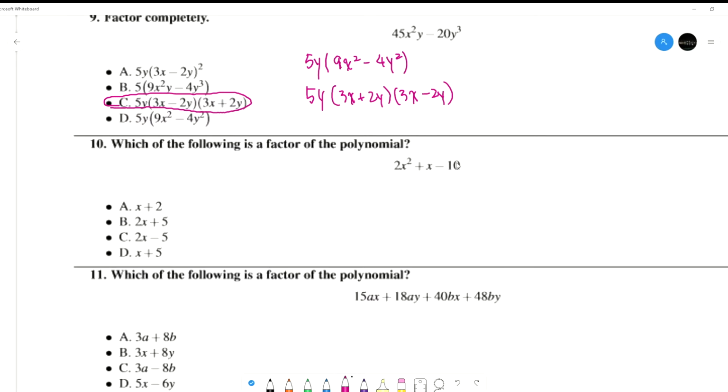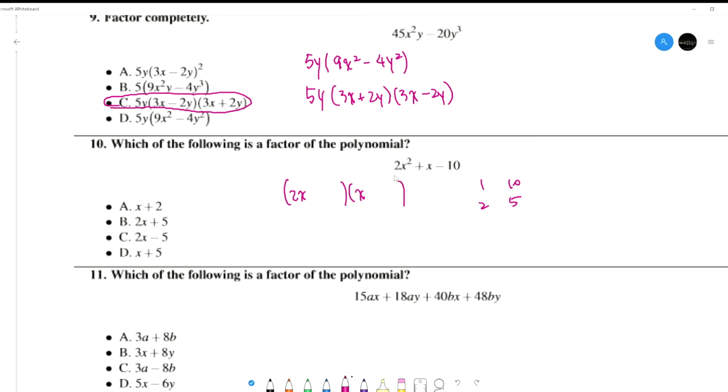For number 10, we have a trinomial, right? It's a quadratic to be exact. So I need to figure out which of these answer choices is a factor. So I'm just going to factor the problem myself. I see that a is equal to 2, so I have 2x here and x there. 2x times x gives me, let me make that parentheses there, 2x squared. And then my last term is negative 10. So what are the factors of 10 in general? It could be 1 and 10 or 2 and 5.